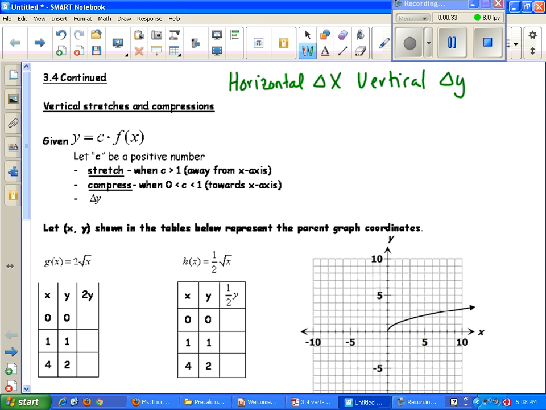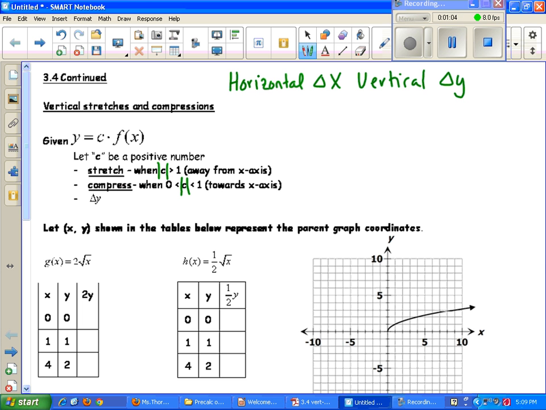Remember that we had our equation that we use. We're going to use y equals c times your function f of x. If c is a positive number, then you're going to stretch when c is greater than 1, away from the x-axis, and you're going to compress it when c is in between 0 and 1, towards the x-axis. We should also note that this should be the absolute value of c, because the negative is going to be reflecting it.